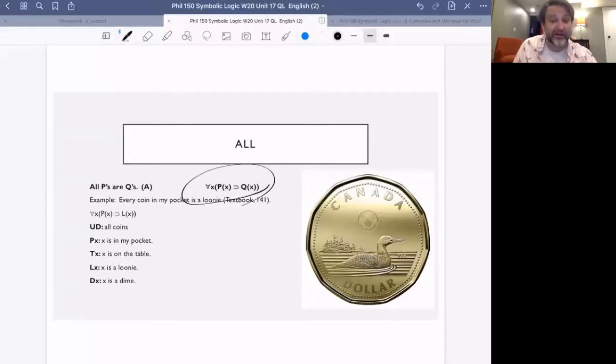Well, we might first of all consider our universe of discourse to include all coins. And then we might have a few different predicates in this language. So we might have Px, which means x is in my pocket. We might have Tx, which means x is on the table, or Lx, which means x is a loonie, or Dx, which means x is a dime. But the way we're ultimately going to end up representing this sentence is in this way. So this is the translation of this sentence. Every coin in my pocket is a loonie. And so what this says is, for all things x, if x is in my pocket, then x is a loonie, okay? So that's how you're going to translate an all S's are P sentence like this, every coin in my pocket is a loonie.